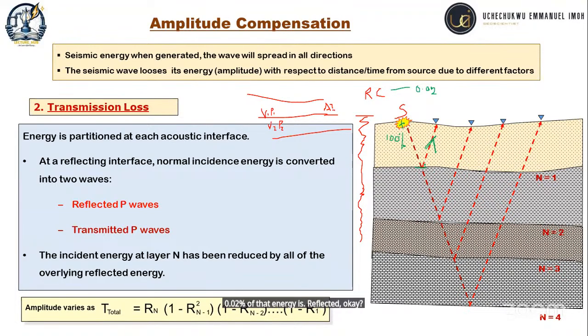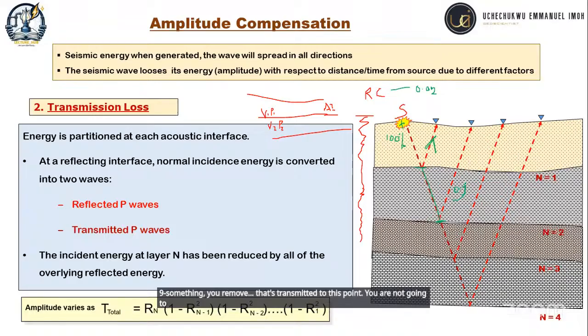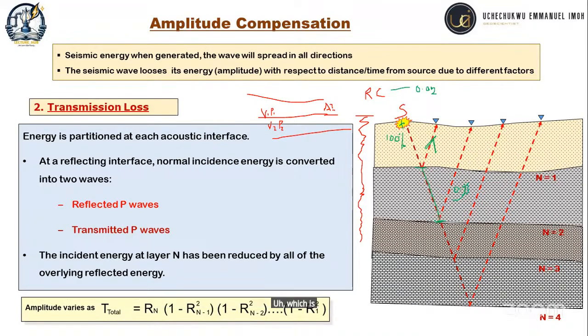So what will be left? What will be left will be 99 point something percent of the seismic wave. So what will be transmitted will be 99 point something percent. On getting to this next boundary, assuming that the reflection coefficient on this other boundary is maybe 0.3, due to strong events, what will happen? From the 99 point something that's transmitted to this point, you are now going to subtract 0.3%, which is the reflection coefficient at this boundary.